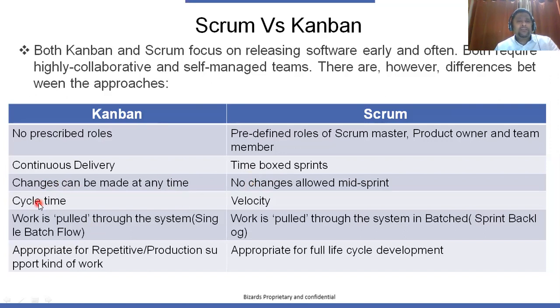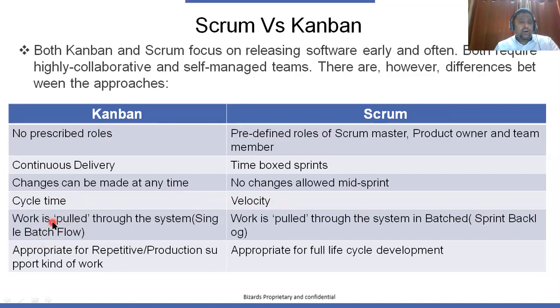And from the metrics point of view, in Kanban, what we measure is cycle time. What is cycle time? The average time a particular task has taken to move from to do to done. Whereas in Scrum, what we measure is velocity, and velocity is the team's ability, how many story points they can complete in a particular sprint.